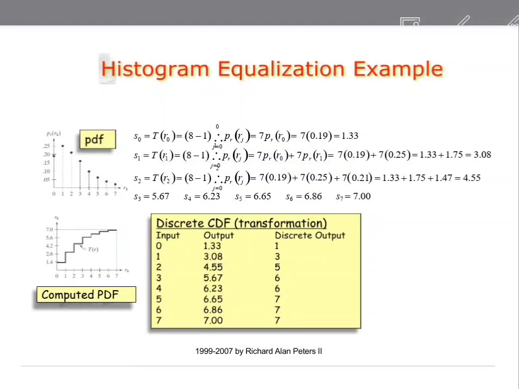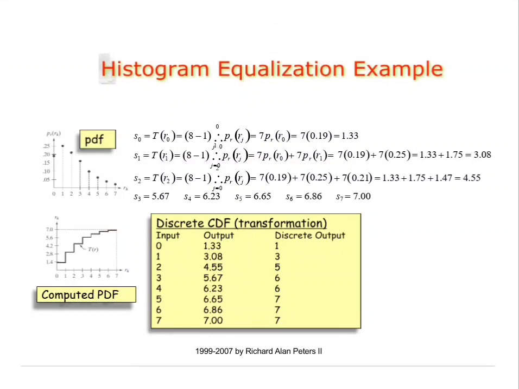T of R1 that is (L minus 1) times the summation of j equal to 0 to 1 of Pr(Rj), which is equal to 7 times Pr(R0) plus 7 times Pr(R1). Therefore, we are substituting the value of R0 and R1, and we are getting the value 3.08.